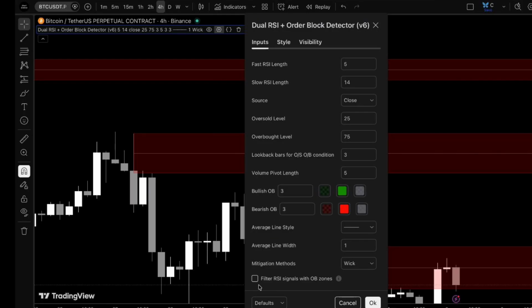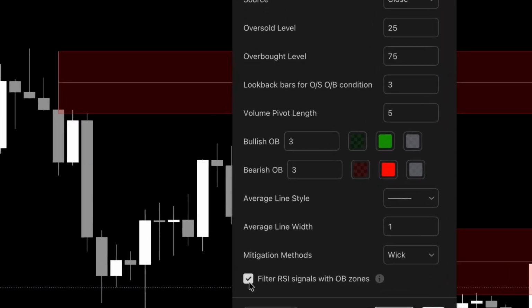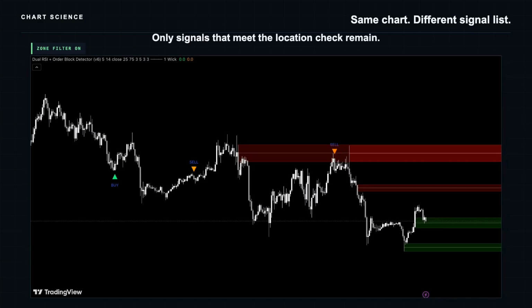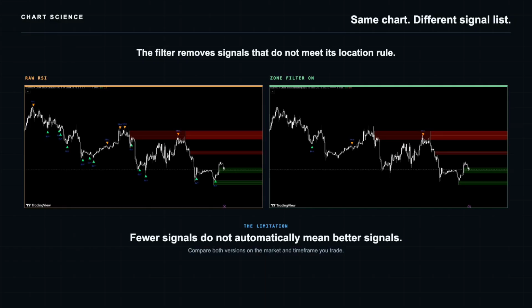This one line explains the filter. A filtered buy needs an RSI buy condition and a touch of a bullish zone on the same candle. A filtered sell uses the same idea with a bearish zone. The filter can remove many raw RSI crossovers from the chart, but fewer signals do not automatically mean better signals. The value comes from comparing the 2 versions on the market and time frame you actually trade.